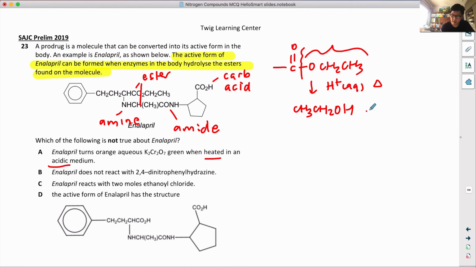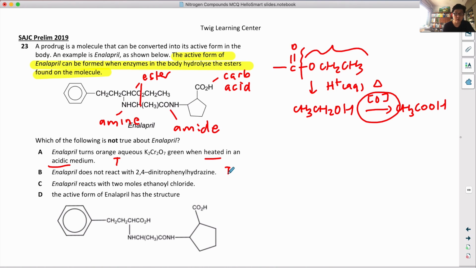This can be easily oxidized by dichromate, so it will be oxidized to a carboxylic acid. The observation for dichromate for this step will be orange to green. So this statement is actually true. Next: it does not react with 2,4-DNPH. There's no ketone or aldehyde, so it doesn't react. This statement is true.